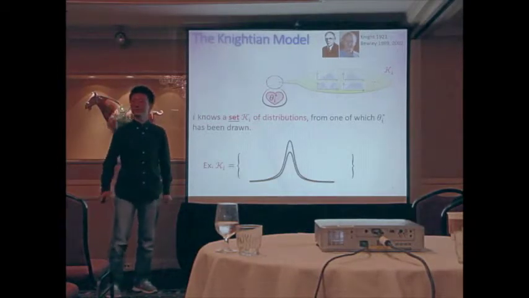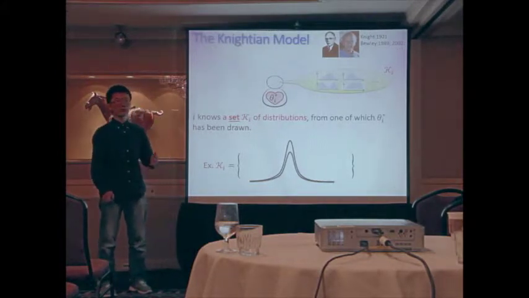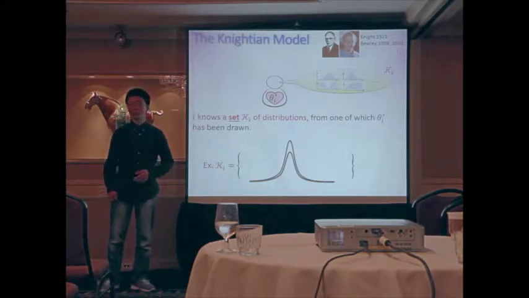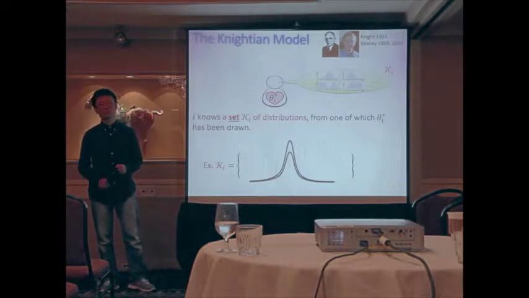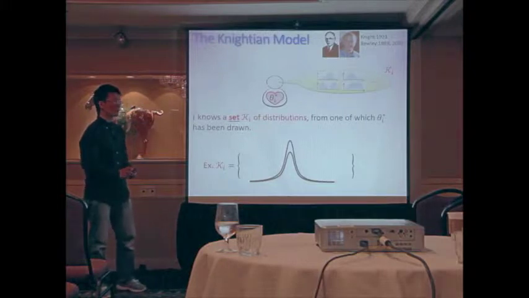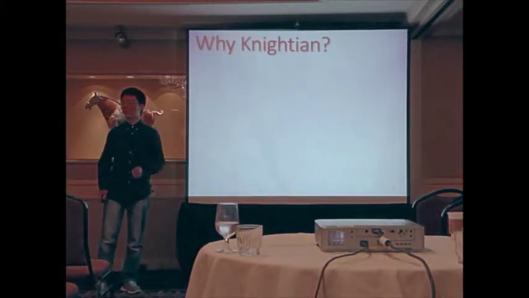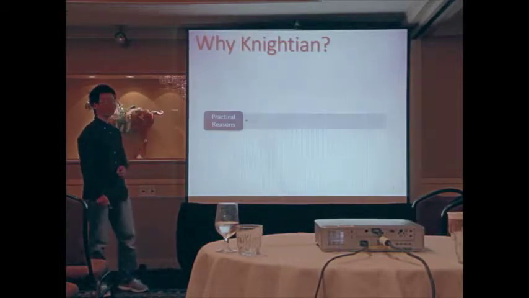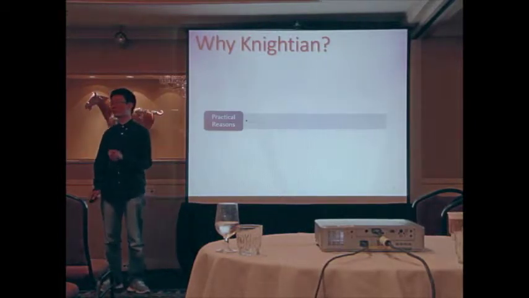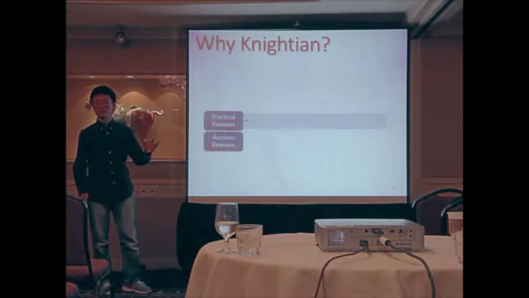As a simple example, the set could contain, for instance, all the distributions whose PDFs are between these two curves. Now the player doesn't need to precisely know the probabilities. So I actually have much more reasons to convince you that the Knightian model is a great one. For instance, there are practical reasons, there are examples in which the Knightian self-uncertainty really arises. And also, there are auction reasons.